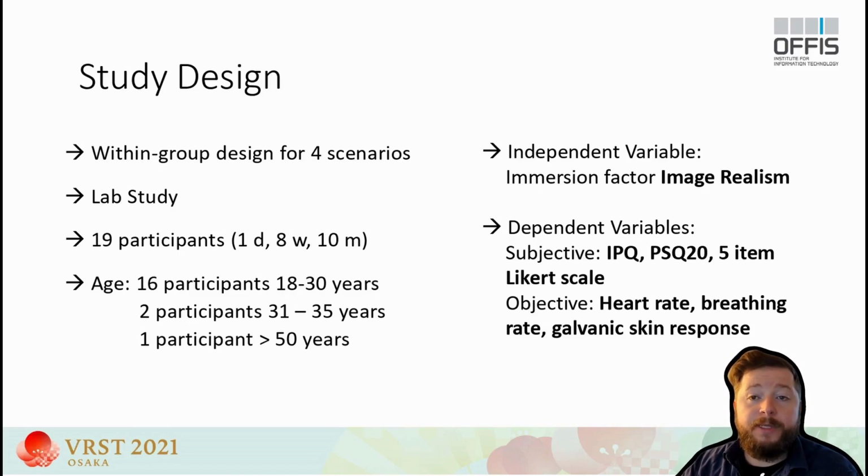Before the experiment, we took a 2-minute baseline recording of vital parameters. During the scenarios, we recorded heart rate, breathing rate, and the galvanic skin response. Between the scenarios, we measure the stress level in a subjective way using the PSQ-20 questionnaire and a custom 5-item Likert scale. Additionally, we use the iGroup Presence questionnaire in order to assess the subject's presence during the experiment.